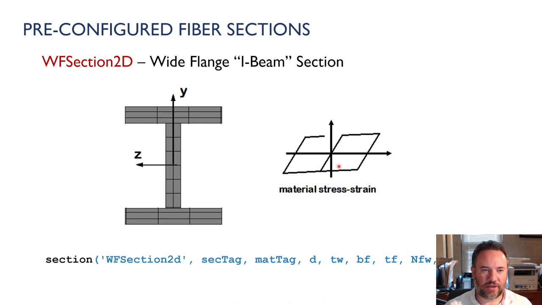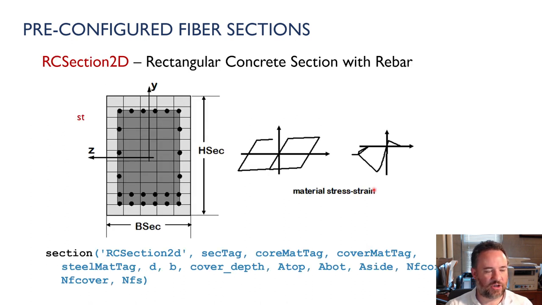As I mentioned, there are some pre-configured ones that make it a bit easier. There's this WF section 2D, so that's wide flange section, two-dimensional. So instead of having to define individual patches like rectangles for the two flanges and another one for the web, here we can just define a unique section tag to identify the section, a material tag that defines what material each of these elements are, presumably some kind of steel. And then the D is the depth, the thickness of the web, the width of the flange, and the thickness of the flange, and then the number of fibers in the web and the number of fibers in the flange. And then it makes everything automatically, so it makes it a lot easier to define a steel I-beam, which is such a common thing to do.